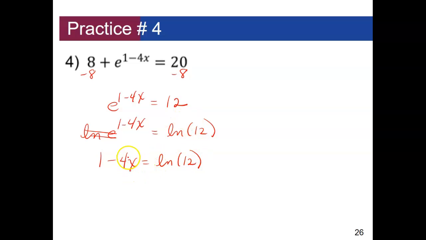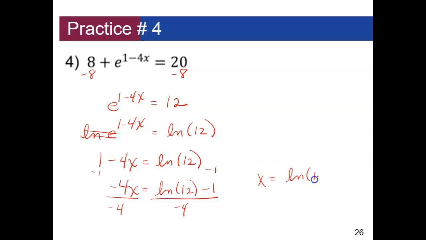Okay, so now that I have my x down on level ground and not up as an exponent, then I'm ready to just do regular algebra to get rid of the x. So the first thing I'm going to do is subtract 1. So I'll have negative 4x. Again, sorry about the pen today. So negative 4x equals ln of 12 minus 1. Don't combine together here. Divide by negative 4. So x is going to be the natural log of 12 minus 1 divided by negative 4.